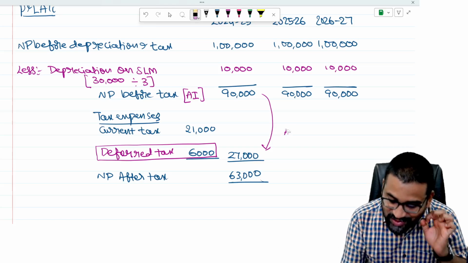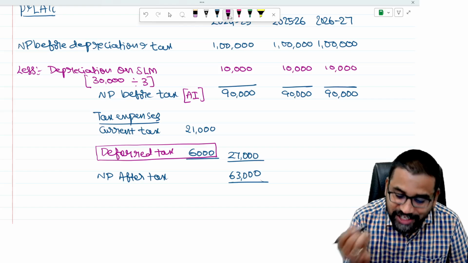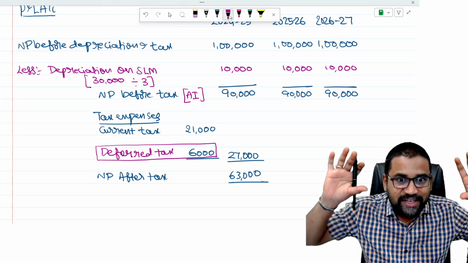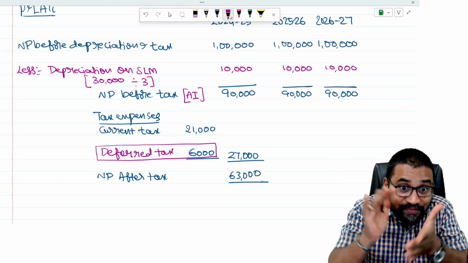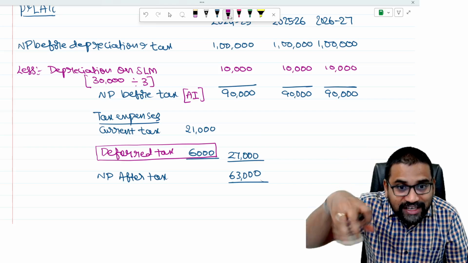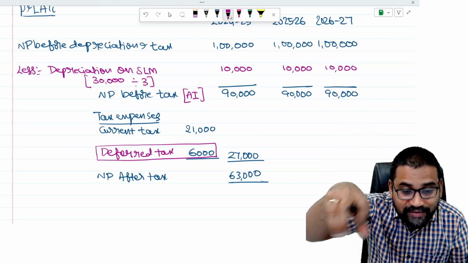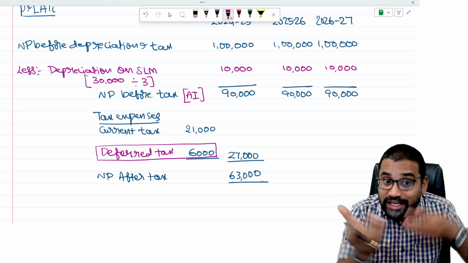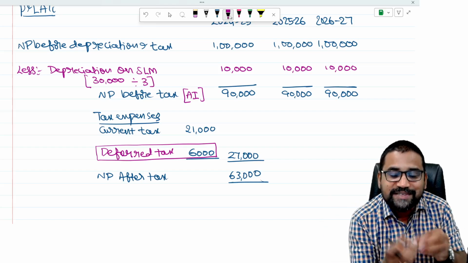Now this is the concept of Accounting Standard 22. Identify the difference between accounting income and taxable income. If the difference is a timing difference, what will be the tax effect on the timing difference? Recognize it in the books so that your accounting income matches with the tax expense.